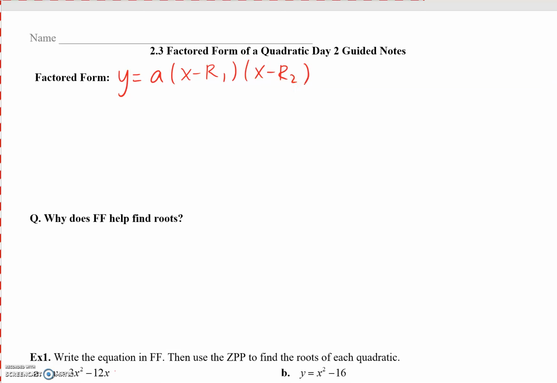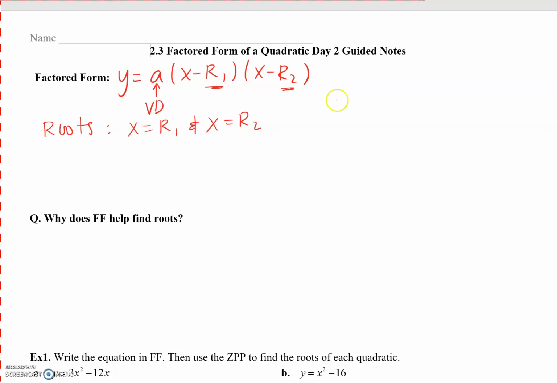So go ahead and write down factored form. It looks like y equals a. This a is the vertical dilation, just like it was on the vertex form and on the standard form. Now, x minus r1 and x minus r2, these are called factors. And what's unique about them is that this r1 and r2 are called roots of the equation. So x equals r1 and x equals r2 are my roots.